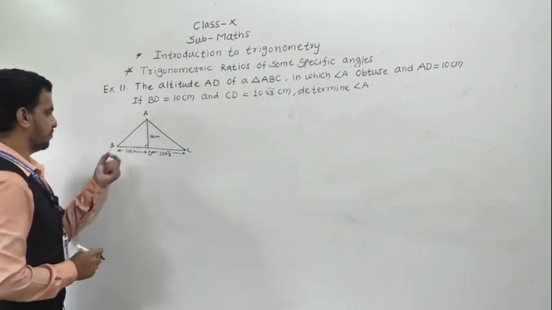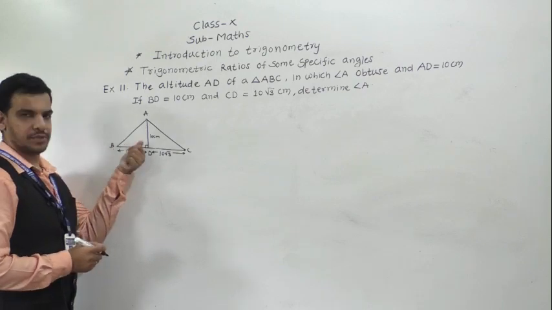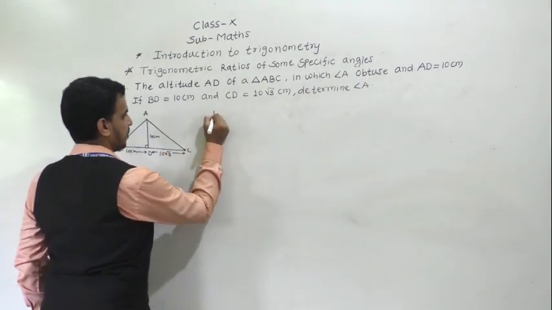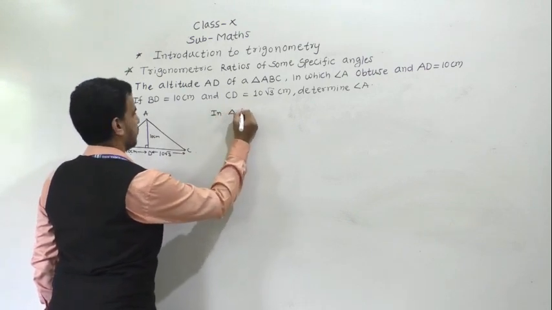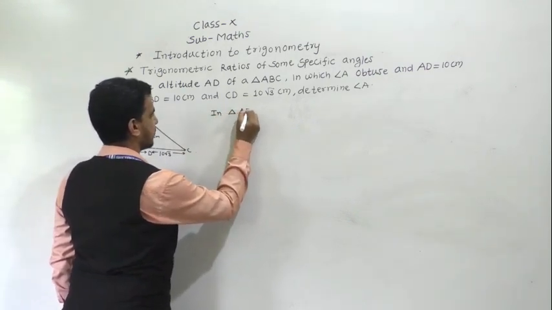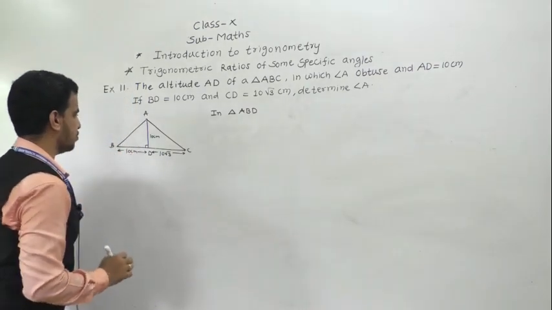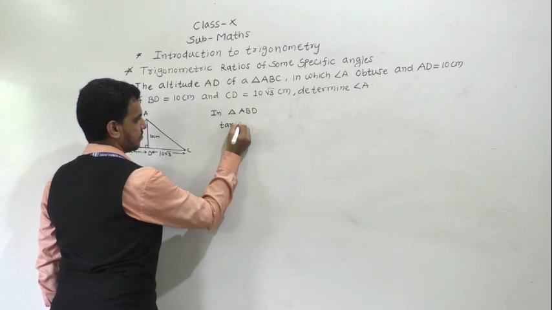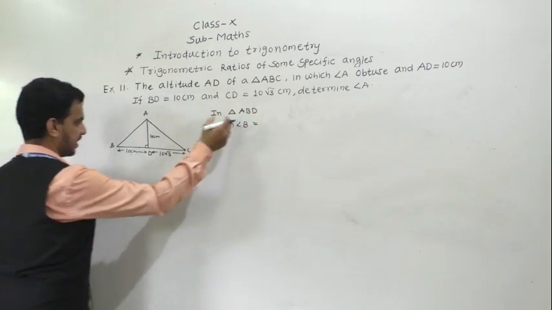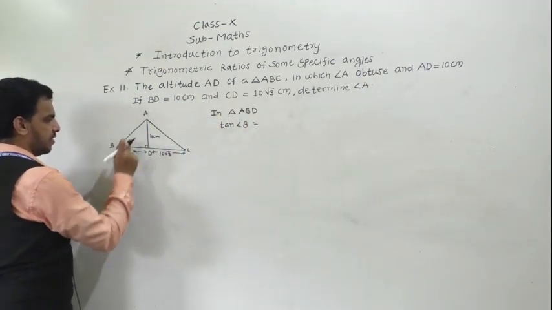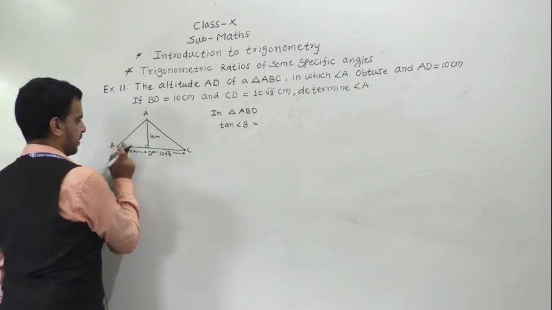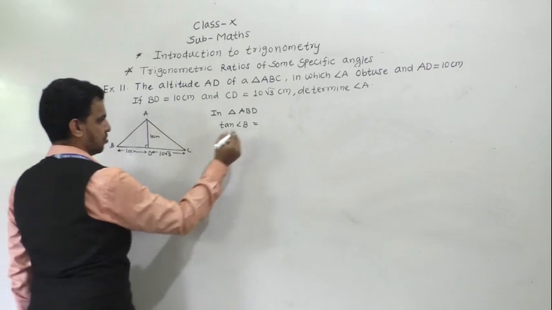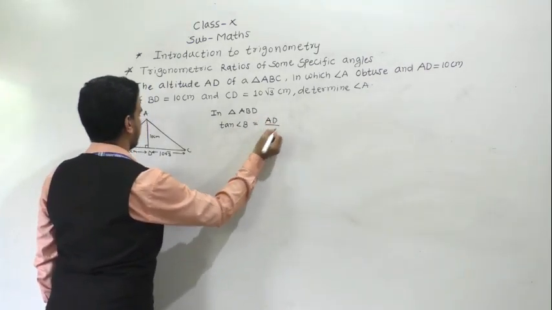So first we have to find the values of angle B and angle C by using trigonometric ratios. In triangle ABD, if we use tan of angle B, in this triangle, tan's definition is opposite side by adjacent side, so AD divided by BD.